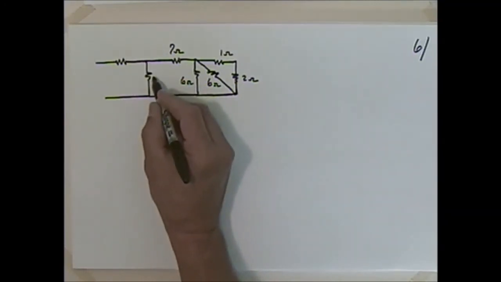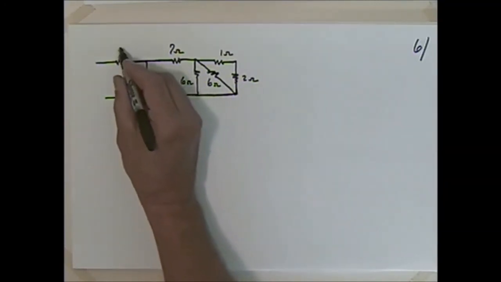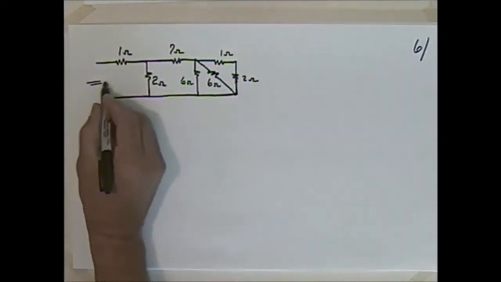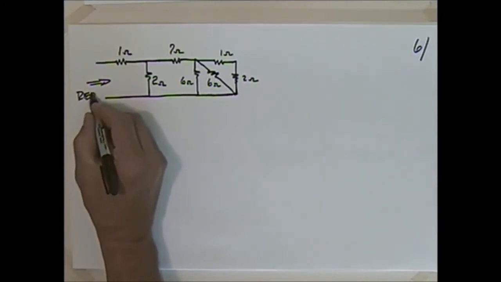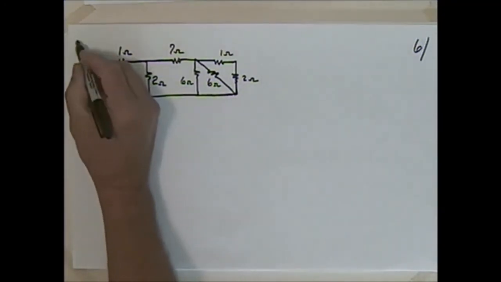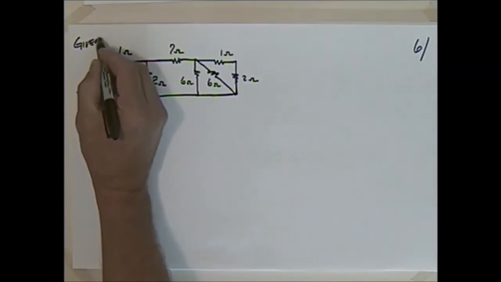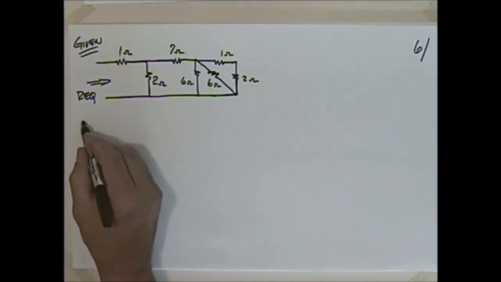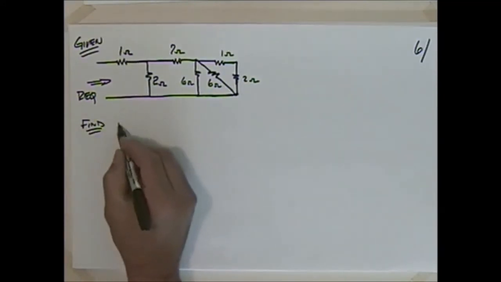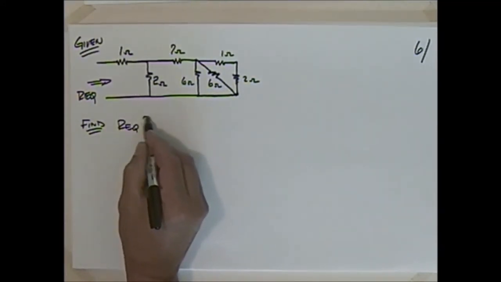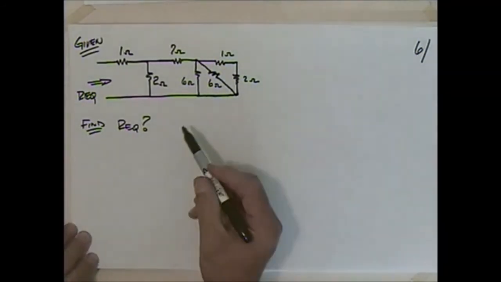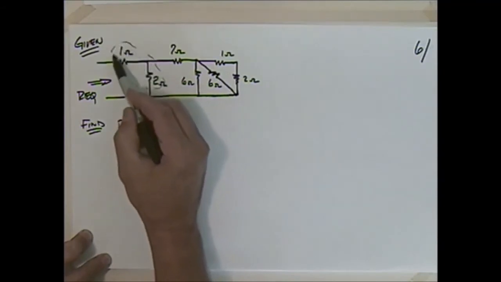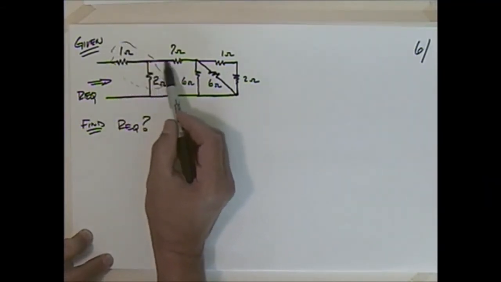So let's say that we have 2 ohms here and 1 ohm there. If I look in here and I want to try and find the equivalent resistance, this is what I'm given. If I look here, it becomes very difficult to figure out what the relationship of these two resistors is. Are they parallel or series? Because we have this other branch here.